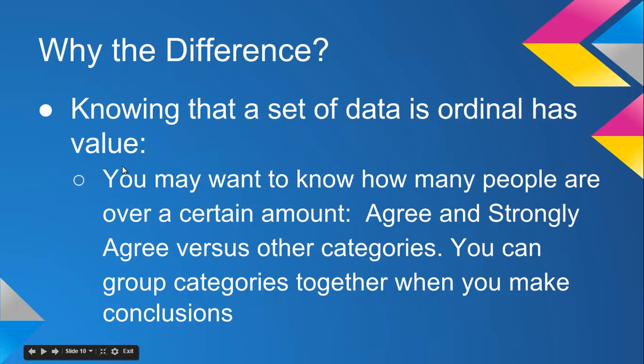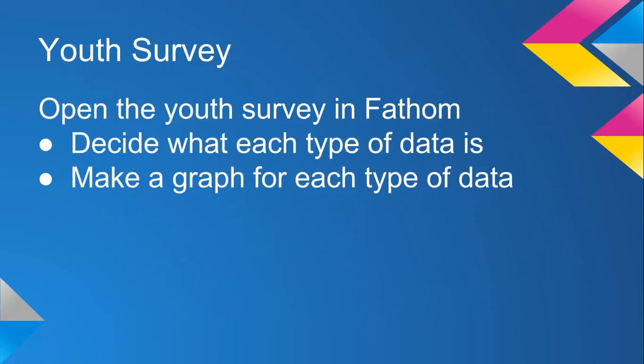So to know the difference, it does help to know something's ordinal because you might want to look at those numbers. So you might care how many people agree or strongly agree. Like those are categories, but they're ordinal categories.